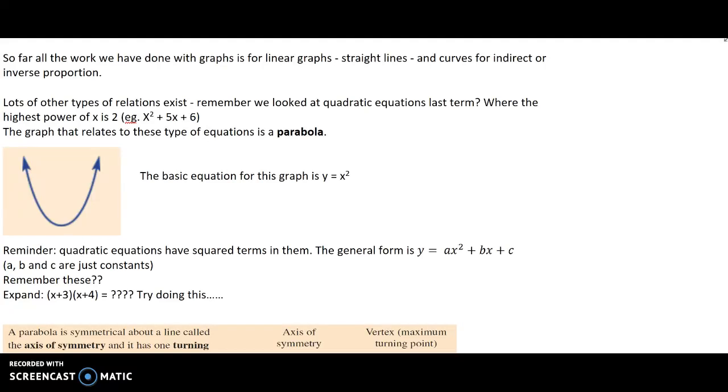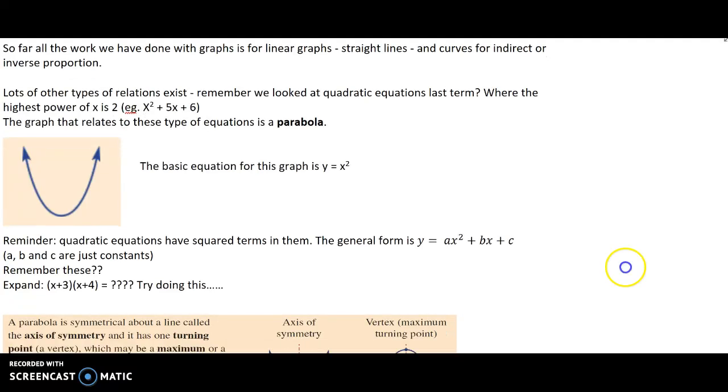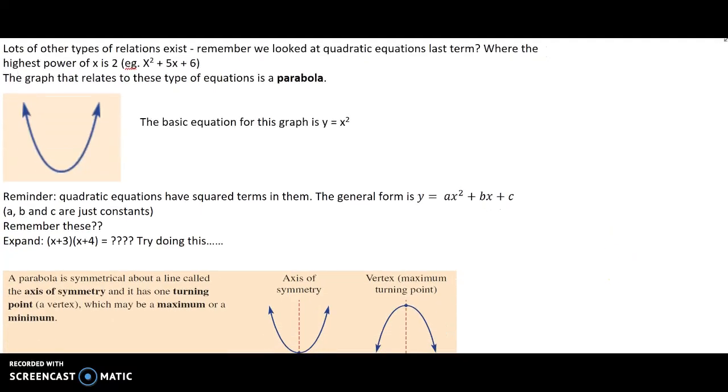Now, what we haven't looked at are those types of graphs which give us curves or which give us fluctuations, the gradients increase and decrease. And what we will be looking at now is all of those other graphs which are not linear, so the non-linear graphs.